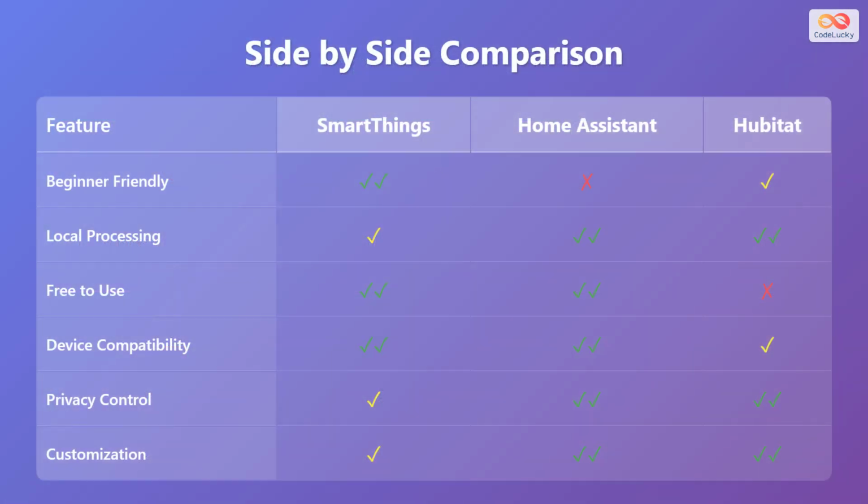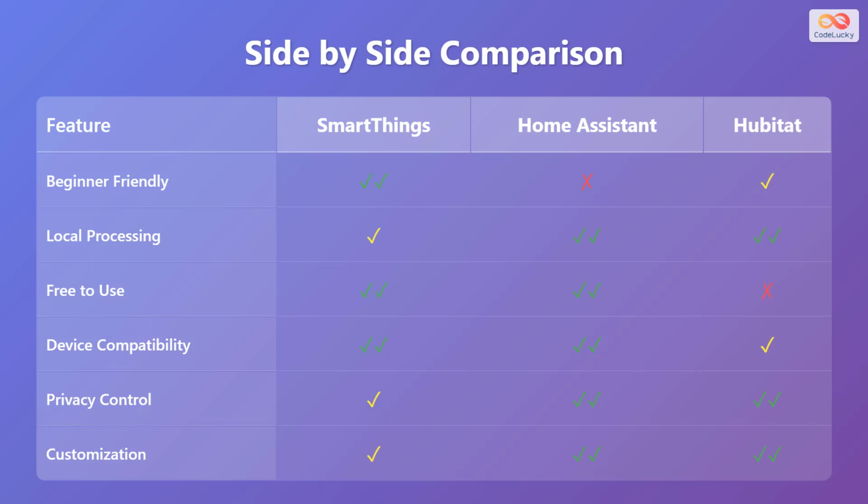Let's compare these 3 hubs directly across key features. For beginner friendliness, SmartThings is the clear winner with its polished interface, while Home Assistant is the most challenging and Hubitat falls in the middle. When it comes to local processing, both Home Assistant and Hubitat excel with full local control, while SmartThings offers only limited local capabilities. Regarding cost, SmartThings and Home Assistant are both free to use, whereas Hubitat requires an upfront hardware purchase. All 3 platforms offer excellent device compatibility, though SmartThings and Home Assistant have slight edges in sheer numbers.